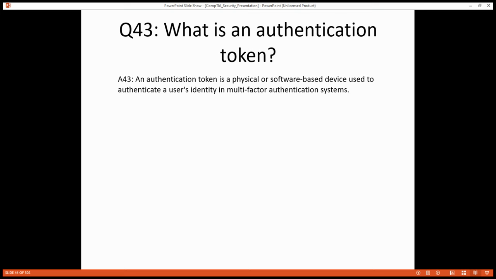Q43. What is an authentication token? A43. An authentication token is a physical or software-based device used to authenticate a user's identity in multi-factor authentication systems.